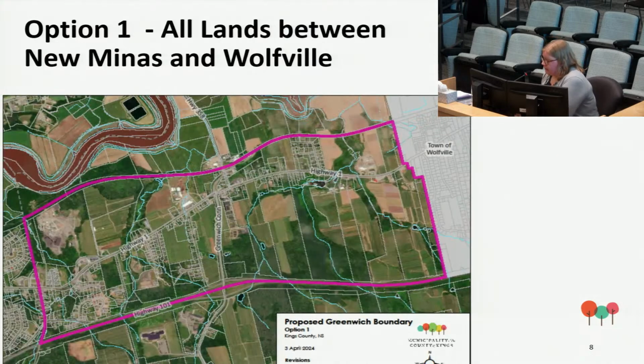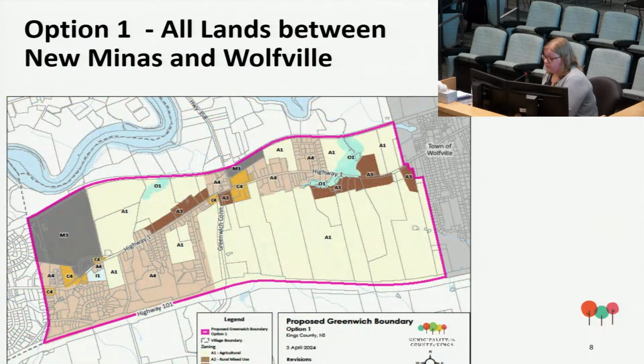This is an aerial photograph of all of the lands between New Minas and the town of Wolfville. As you can see, there are significant areas of agricultural land that are included within this boundary. This area includes a total of 991 acres, of which 570 are located within the agricultural or A1 zone, and 372 are in active production as of 2012. So you can see this is a zoning map, so you can see the significant areas of A1 land that would be included and that are currently under production.